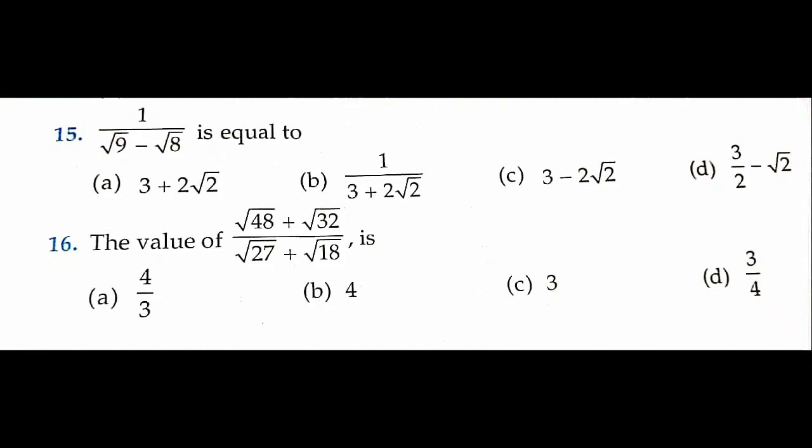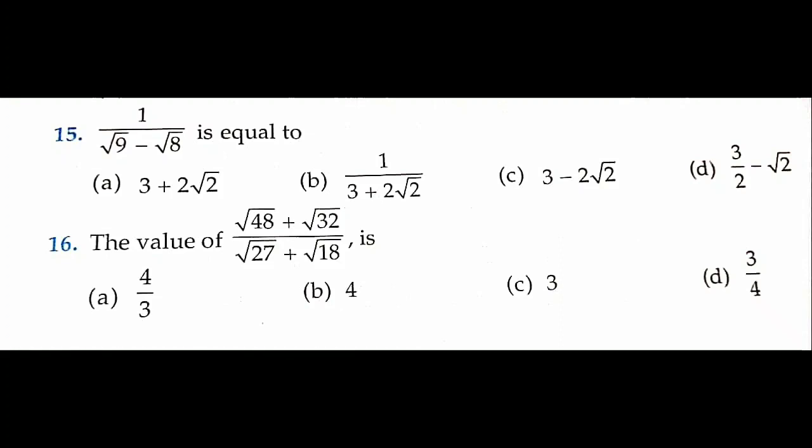Now for the next question: find the value of root 48 plus root 32 divided by root 27 plus root 18. Root 48 can be written as root under 16 into 3. Root 32 can be written as root under 16 into 2. In the same way, root 27 can be written as root under 9 into 3, and root 18 can be written as root under 9 into 2. So in the numerator we have 4 root 3 plus 4 root 2, divided by 3 root 3 plus 3 root 2 in the denominator.